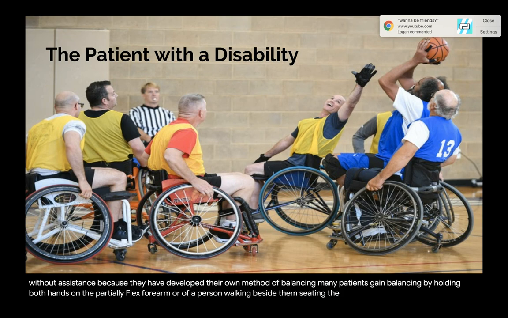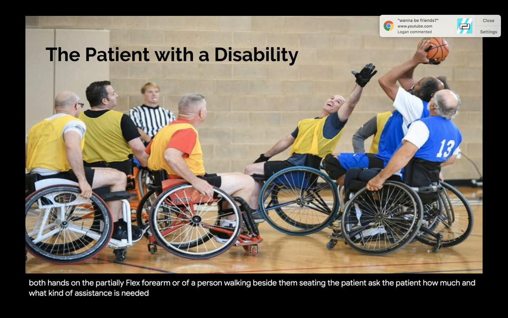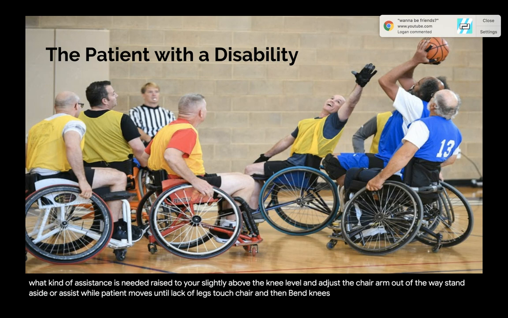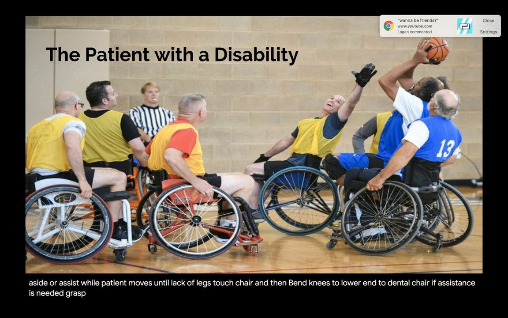Seating the patient. Ask the patient how much and what kind of assistance is needed. Raise the chair slightly above the knee level and adjust the chair arm out of the way. Stand aside or assist while the patient moves until the back of the legs touch the chair and then bend knees to lower into the dental chair. If assistance is needed, grasp ankles, lift legs, and turn the patient into the dental chair. Remove assistive aids and store out of the way.